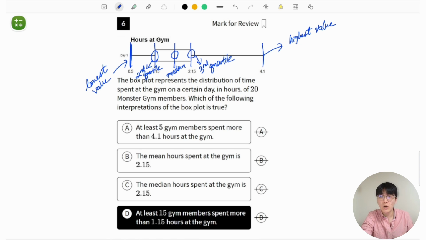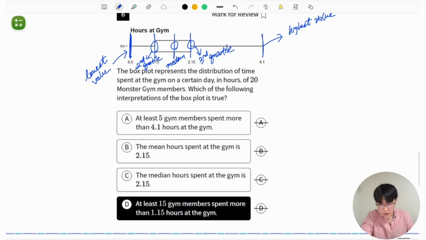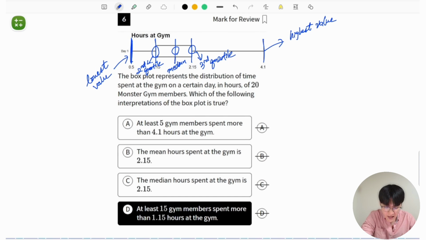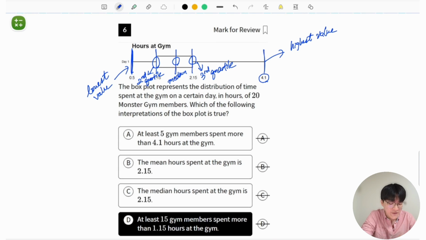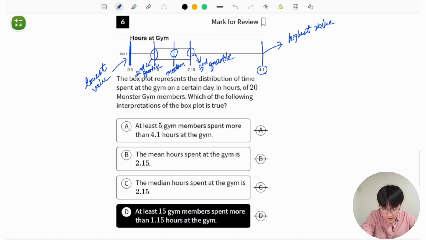Okay, that's all we need to know in order to solve this problem. Let's take a look. Answer choice A: at least 5 gym members spent more than 4.1 hours at the gym. Now, we know that 4.1 hours is the highest value that people work out at this specific gym. And if we say 5 people at least out of 20, that is probably not a good choice, because this 4.1 is the highest value, but they're saying it's at least, meaning that would be incorrect.